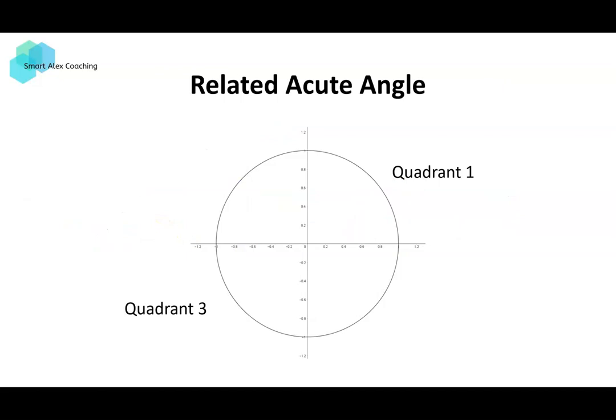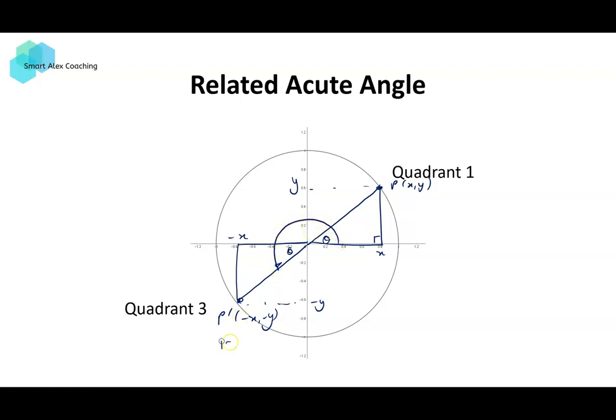I can do the same in quadrant 1 and quadrant 3. Again, in quadrant 1, I've got the point P, xy. Here's my right angle triangle. That's theta. This is x, and this is y. In quadrant 3, I'm also going to construct an identical triangle. And this is going to be the point P dash. It's going to have the coordinate minus x minus y. That's minus x. And that's minus y. Here's theta. And at P dash, this corresponds to the angle 180 degrees plus theta.